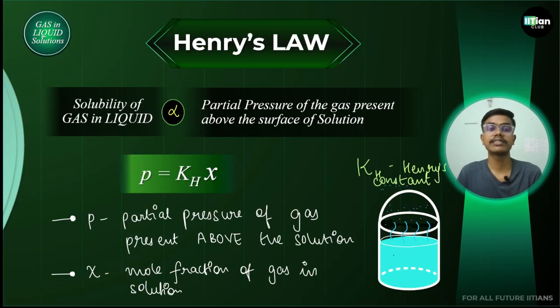Next one is Henry's law, which states that solubility of gas in liquid is directly proportional to the partial pressure of the gas present above the surface of solution. Henry's law is about gas and liquid solutions, mind that. Raoult's law is liquid and liquid solutions. Henry's law, when you put it in terms of mathematical form, is P equal to KH into X. X is the mole fraction of gas present in the solution. P is the partial pressure of gas present above the solution, and KH is the Henry's law constant.